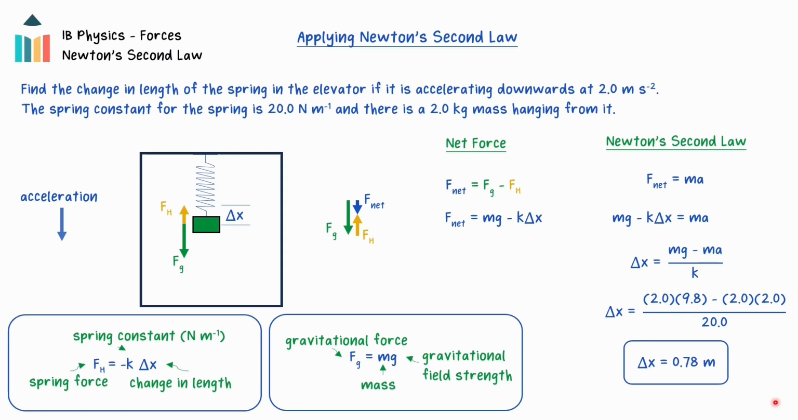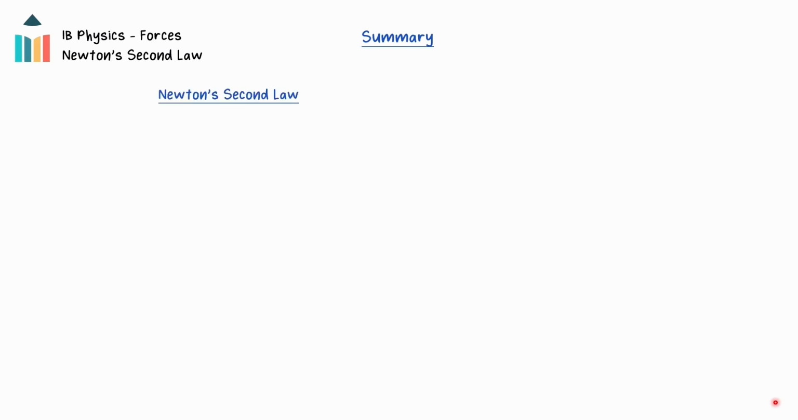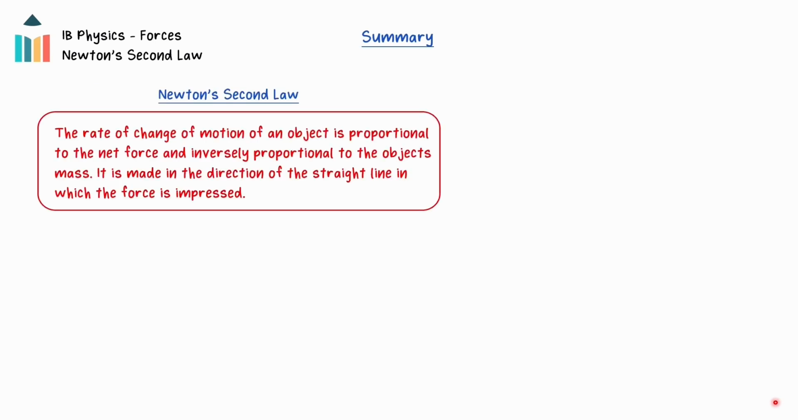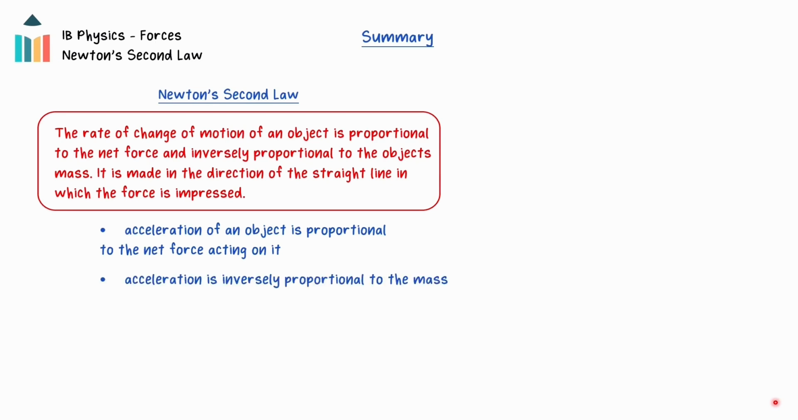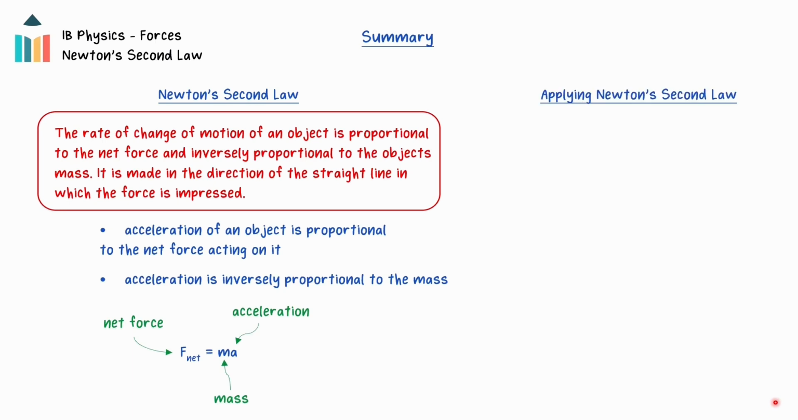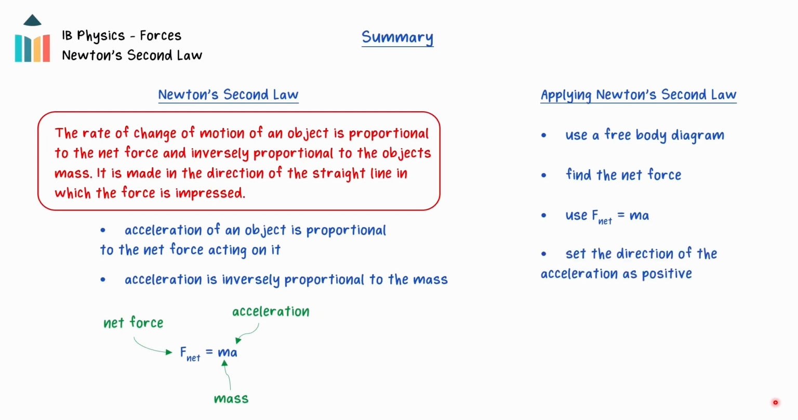In summary, Newton's second law shows that the net force acting on an object is directly proportional to its acceleration, with the mass of the object being the constant of proportionality. Mathematically, this can be described as the net force is equal to the mass times the acceleration. When applying Newton's second law, it's important to use a free body diagram, which can be used to find the net force acting on the object. Then Newton's second law can be applied to find the acceleration of the object. A good rule of thumb is to set the direction of the acceleration as the positive direction in these equations.